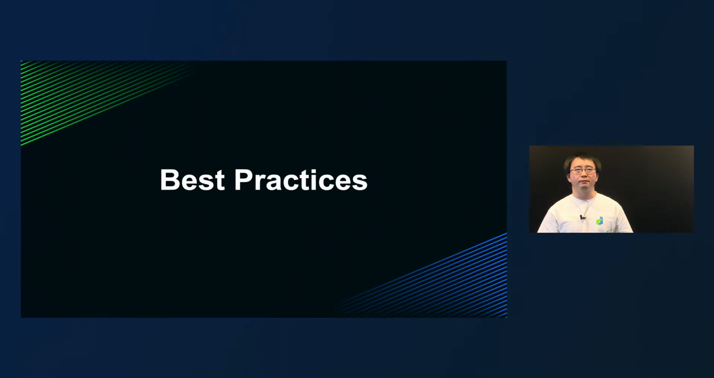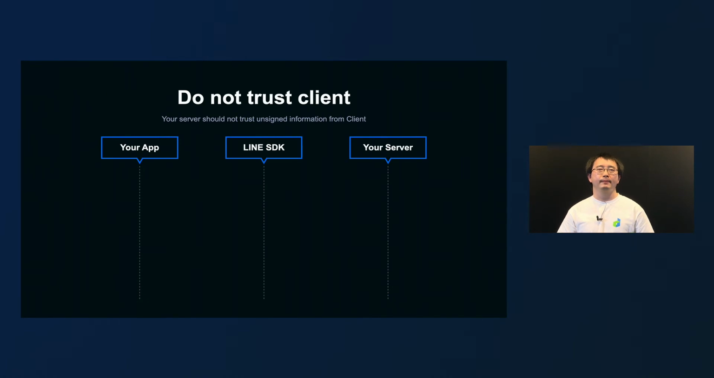Now let's talk about some best practices we found when using LINE SDK. The first principle of using LINE SDK is do not trust your client. Your server should never trust any unsigned information from your client. Let's take a look at an example. Your app requests a login to LINE SDK, and LINE SDK returns user ID, name, and an access token to your app. Now your app wants to create the user or log in the user to your server.